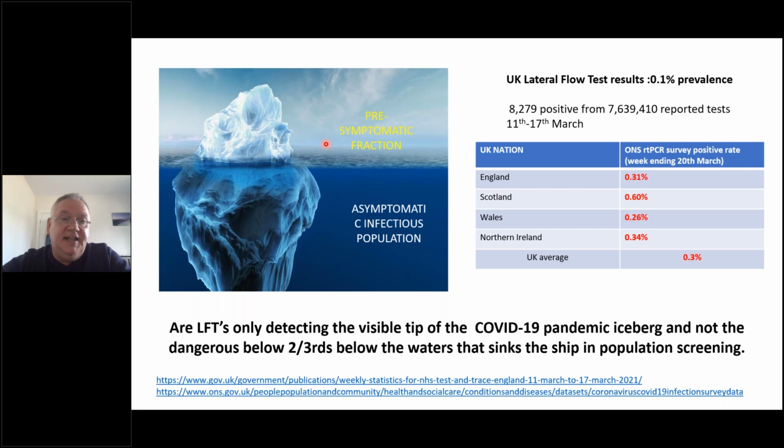So it's not that the lateral flow test is detecting a third of all positives, it's what third is it detecting? And the third it's detecting is the pre-symptomatic, the symptomatic fraction, and not the dangerous below-the-watermark asymptomatic infections, which would sink the Titanic. It is not an appropriate test, and that's my argument.